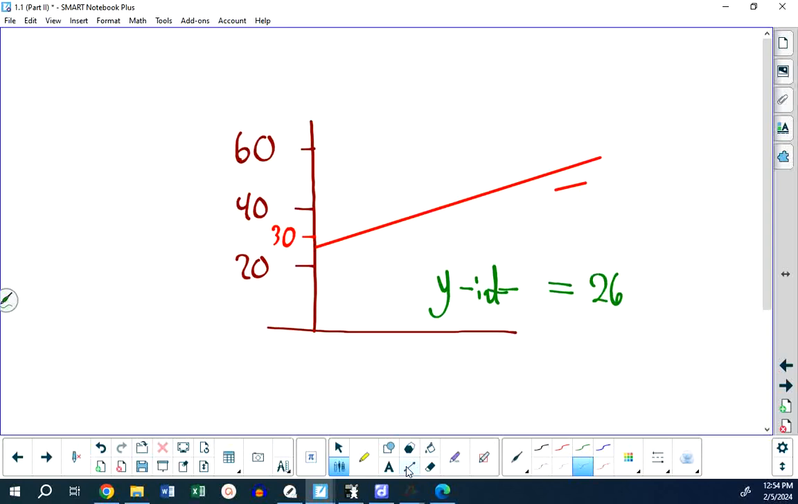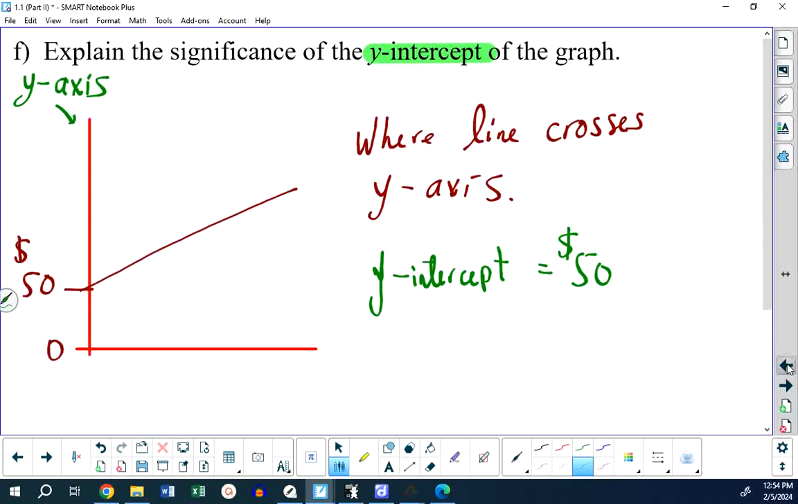Some of you said 26, some said 27. Let's go 26. So does everybody understand what the y-intercept is? Like how you find it on a graph. It's just where the graph crosses the y-axis. Okay, good. So what is the significance of this?